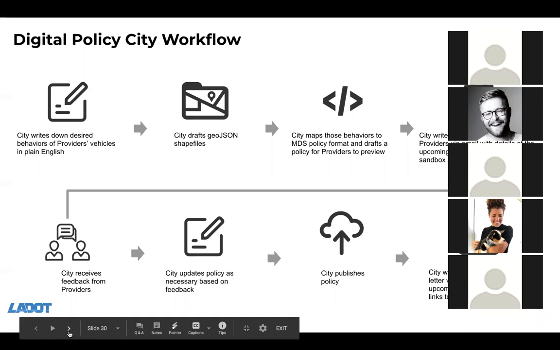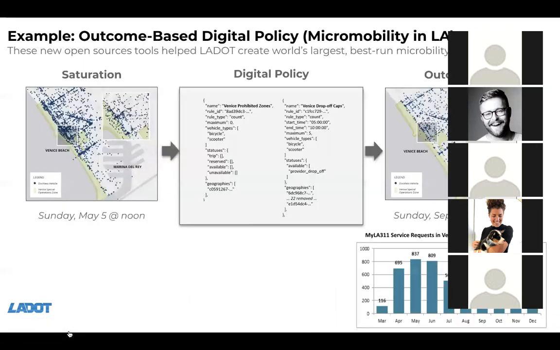So one of the positive outcomes we had was this. As you can see in the far left, we have saturation. This is Sunday, May 5th of 2019 in our Venice Beach area. You see all the ridership in the square furthest to your left, and it's busy. It's one of our highest utilized areas in Los Angeles for scooter ridership. And believe it or not, that area is filled with residents.